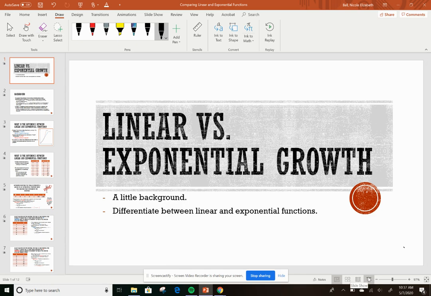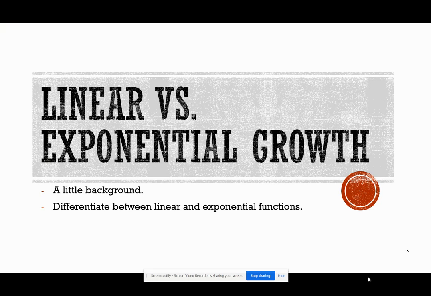Hey everyone. Thank you for being patient with me as I've got my grading up to date since the county released their grading policy last week.